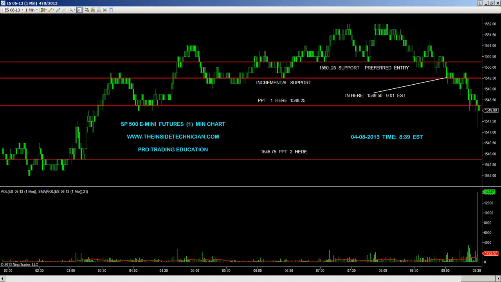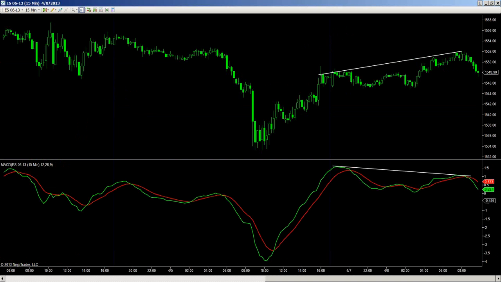Let's go back and take another look on the review of the 15-minute indicators right here at the upper region after the negative divergence. The cross here indicating the change in trend to the downside and continued momentum to the downside. A lot of room to go here. A lot of room to go to the downside on the MACD indicator.